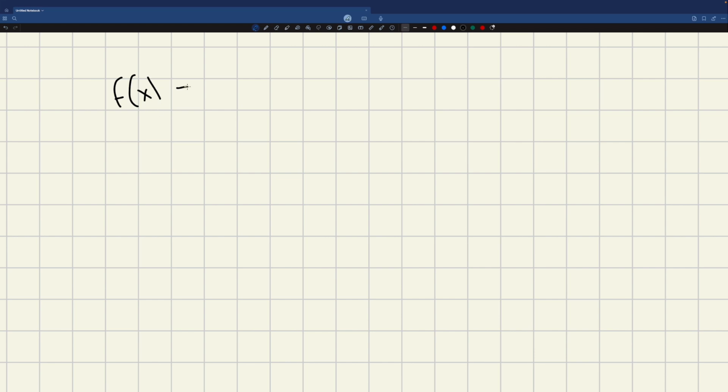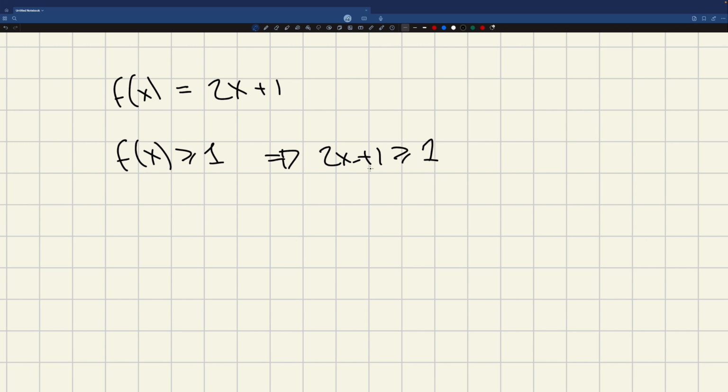So f of x can be written down as, let's go 2x plus 1, the exact example that I used in the video. So, of course, now we can just write down f of x is larger or equal to 1. And we will be asked to solve this inequality. So how do we solve it? Well, we just say that 2x plus 1 is larger or equal to 1. We subtract 1 from both sides. We get 2x is larger or equal to 0. Therefore, x must be larger or equal to 0. Done.